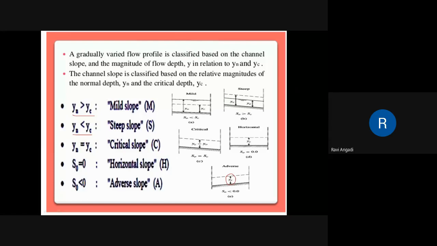How many bed slopes are there? Five. What are those? Mild slope is represented as M, steep slope S, critical slope C, horizontal slope H, adverse slope A. And for each one, this is the condition. See the conditions here. It is very important to understand what type of slope you are having.